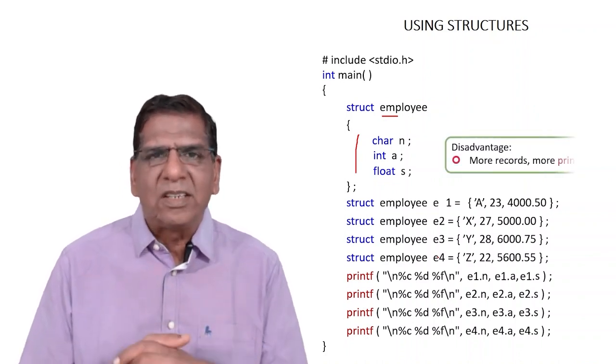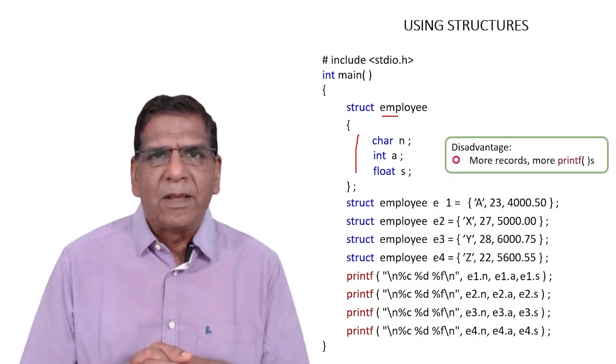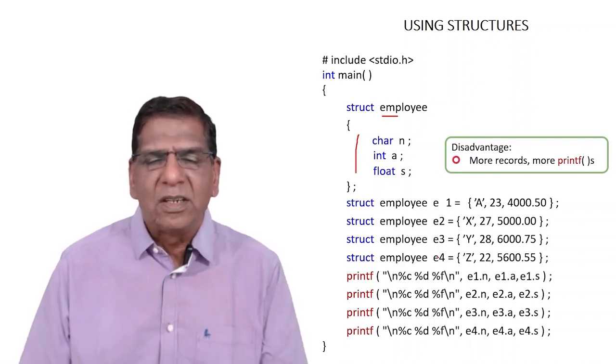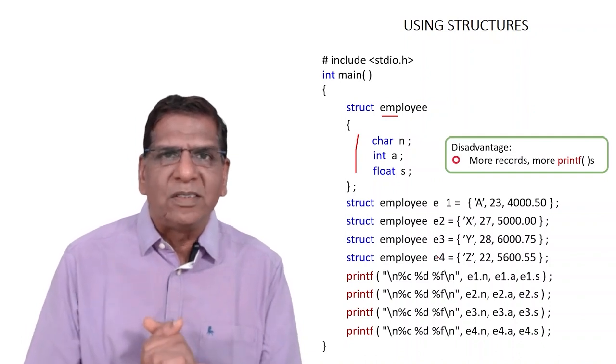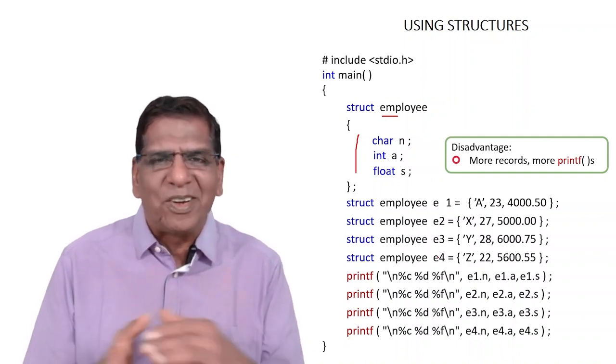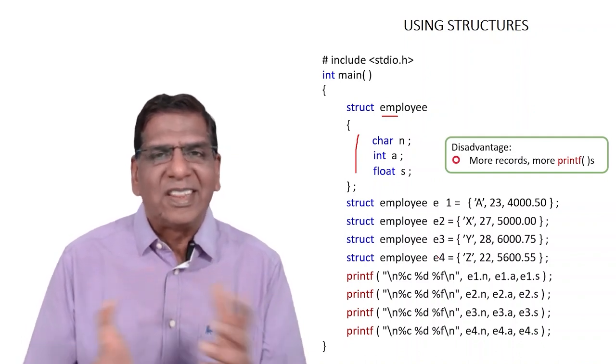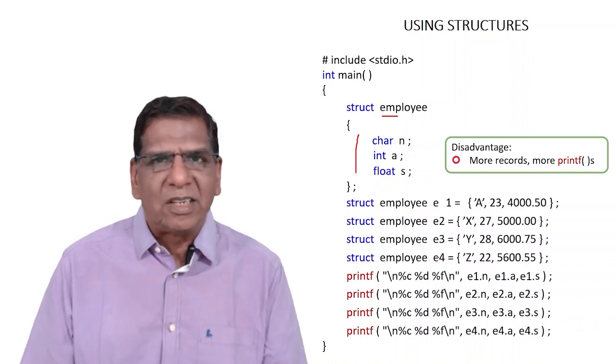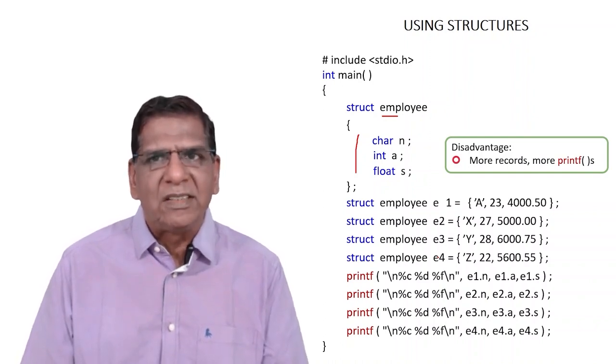This also has one serious limitation. Today there are 4 records, so we employed 4 printfs. Tomorrow if there are 400 employees, just to get their data printed out, if you have to write 400 printfs, that is certainly no way of doing things. To overcome this limitation, what we should really be creating is an array of structures.